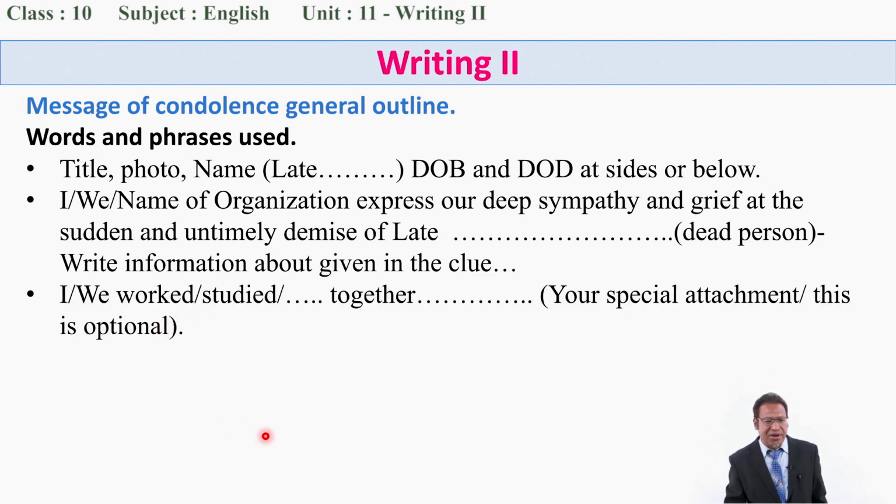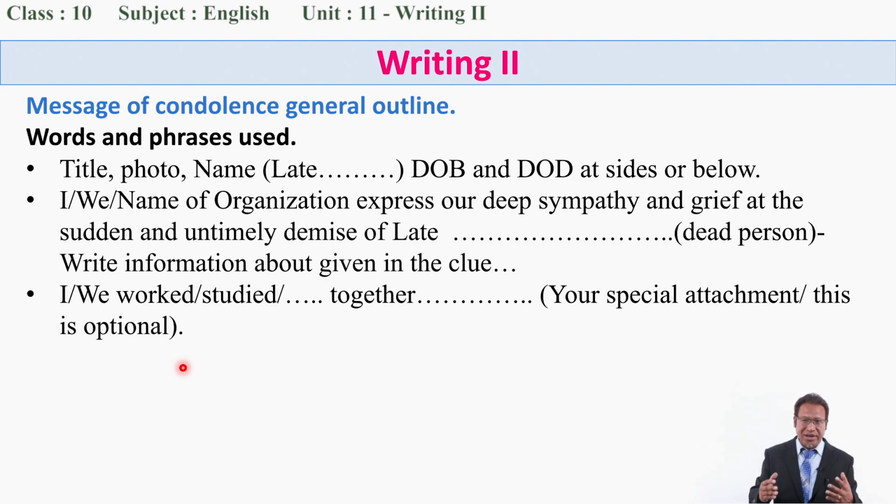The next paragraph will talk about your relationship, the organizational relationship or personal relationship. So you can say "I" or "we worked together in the institution for a long time, and you were really helpful, and you have done this and that."